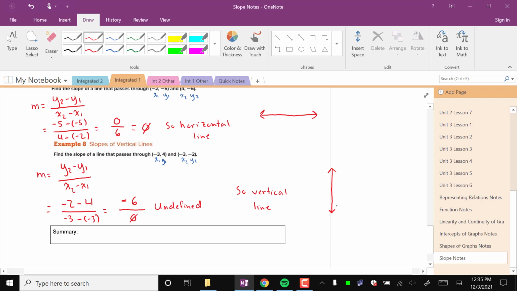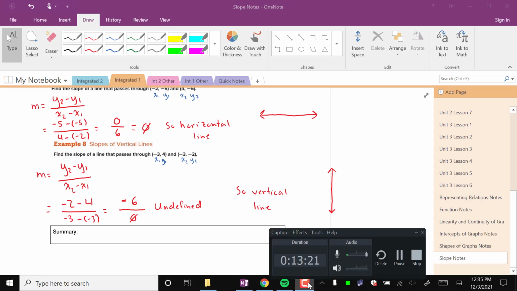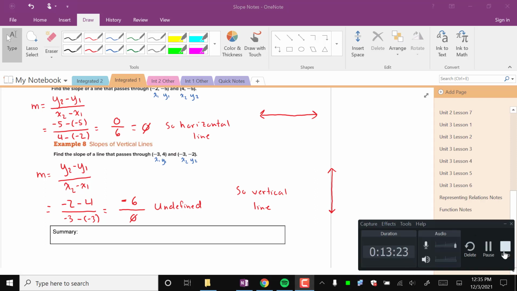So we learned about rate of change and we learned about slope. Go ahead and summarize these two ideas at the bottom, and then you're going to use these to help you out with the practice.